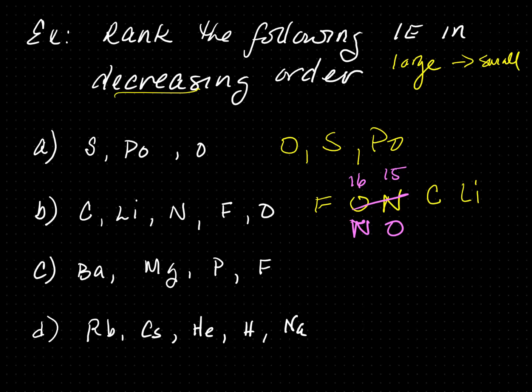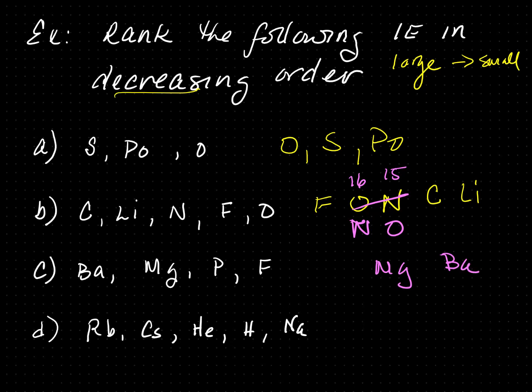Again, determine if they're in the same period or family. If not, what is the commonality? So we know magnesium and barium are in the same family. As I go down the periodic table, ionization energy decreases. So what we want to do is go in the opposite direction. So we know magnesium is going to have a higher ionization energy than barium.